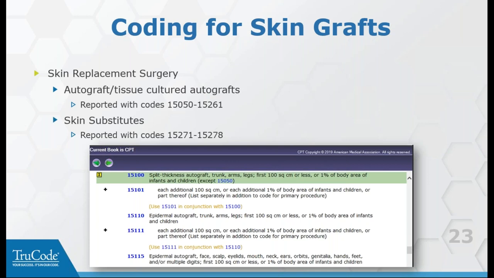Okay, a split thickness graft was taken from the forearm and applied to two separate wounds. Because two separate wounds were treated, is it appropriate to code the skin graft procedure twice? We would not report it twice. The size of the two recipient sites in the same anatomical group could be summed together. In that case, we would just report the one skin graft code, and it should include both sizes of those wounds.